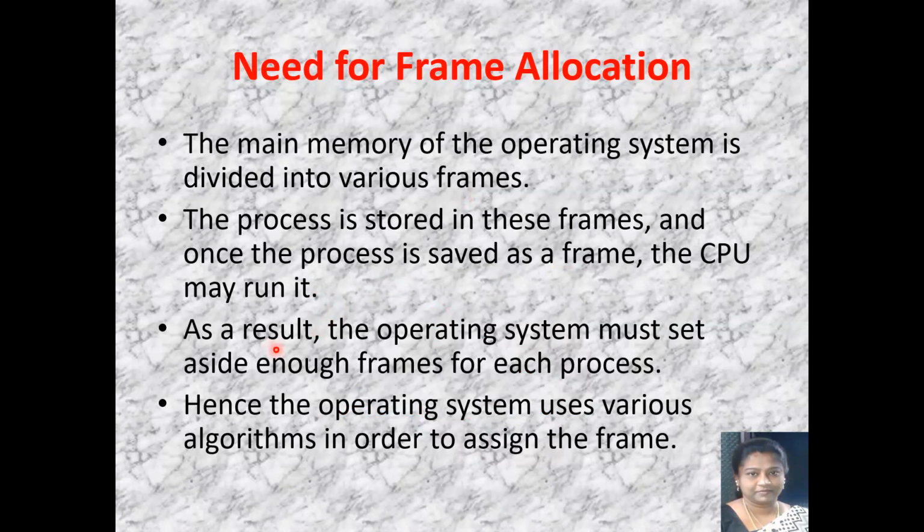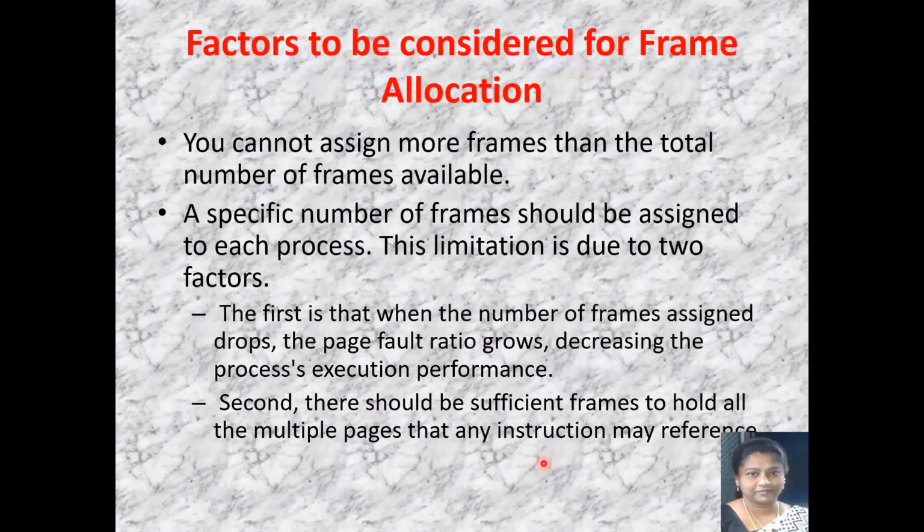As a result, the operating system must set aside enough frames for each process. So whenever I'm going to execute a process, the OS must make sure that there are enough frames available for the process in the main memory so that the process can execute and run to completion, thereby completing its task. Hence, the operating system uses certain allocation algorithms, which are called frame allocation algorithms, to assign the frames to the various processes. So this is the need for frame allocation.